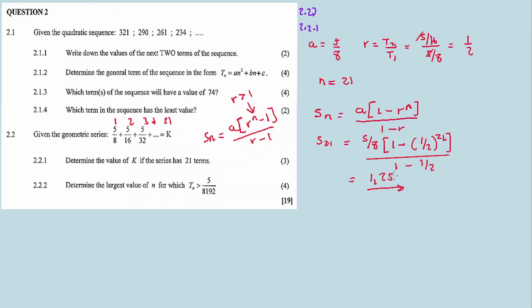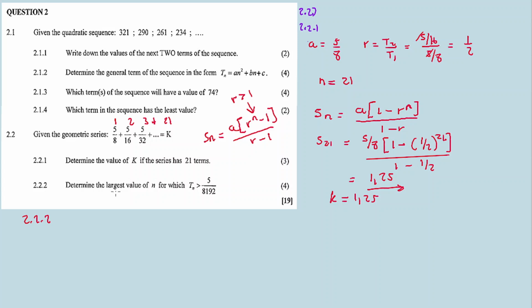This is our answer in 2 decimal places again. So the sum for the first 21 terms is equal to 1.25. Therefore k is equal to 1.25.